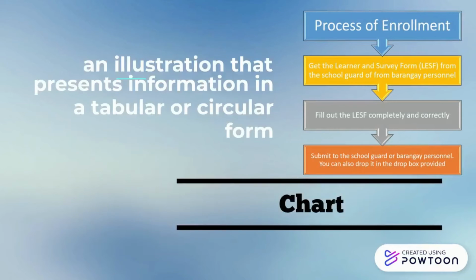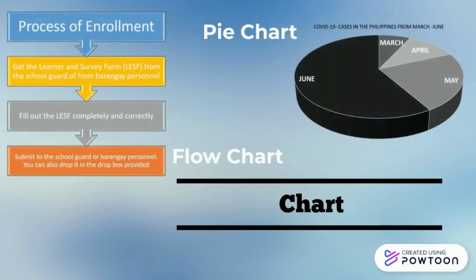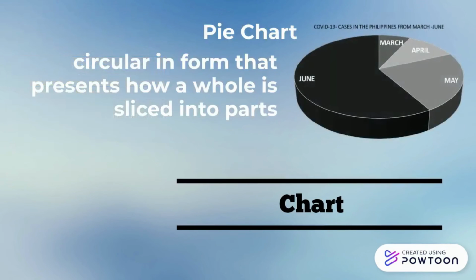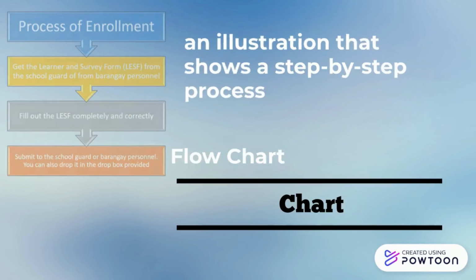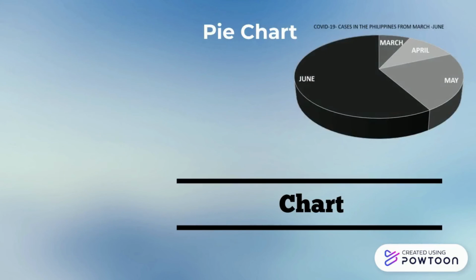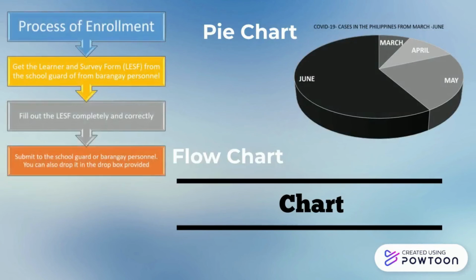These are charts that present information in a tabular or circular form. Examples of charts are pie chart and flow chart. Pie chart is circular in form and presents how a whole is sliced into parts. And flow chart is an illustration that shows a step-by-step process. In the example, the pie chart shows the increase of the number of COVID-19 cases from March to June 2020. Moreover, the flowchart shows the process of enrollment.